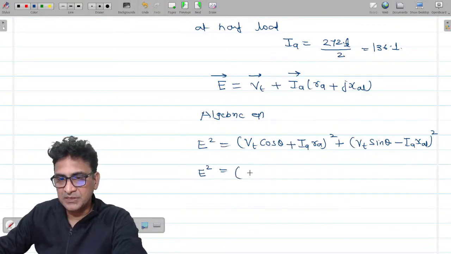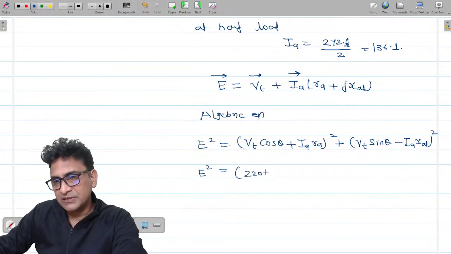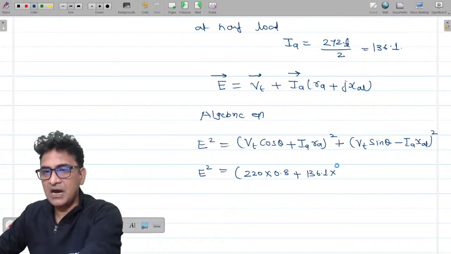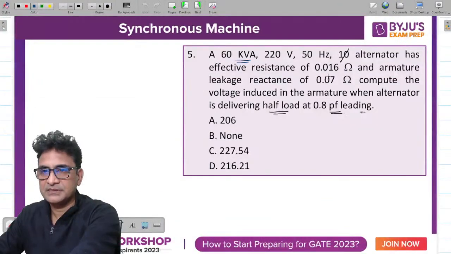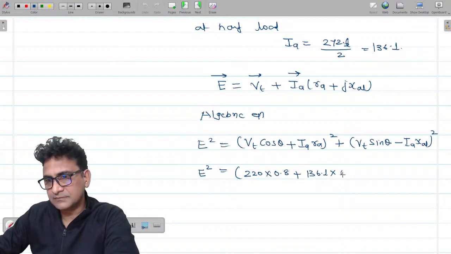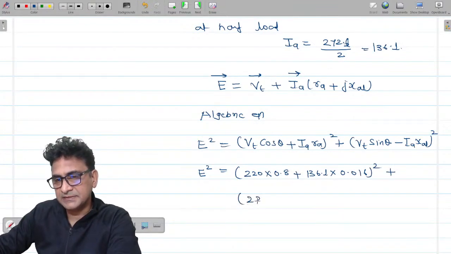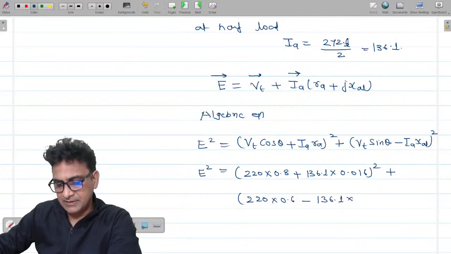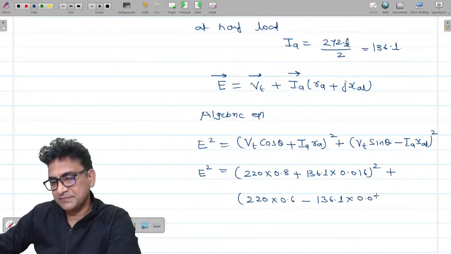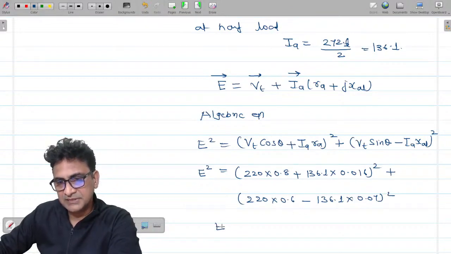phasor equation. So Vt is given, it is 220. Power factor cos theta is 0.8. Half load current means 136.1. Ra is given, 0.016. Vt sin theta: if cos theta is 0.8, then sin theta becomes 0.6. XL is 0.07. Just solve this equation. You will find 216.21 volt.